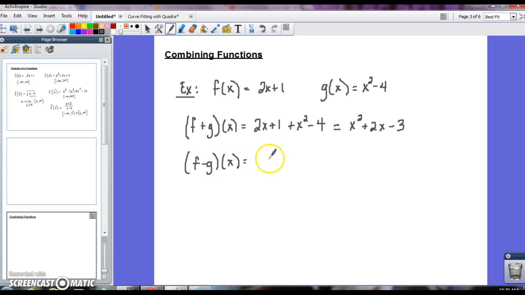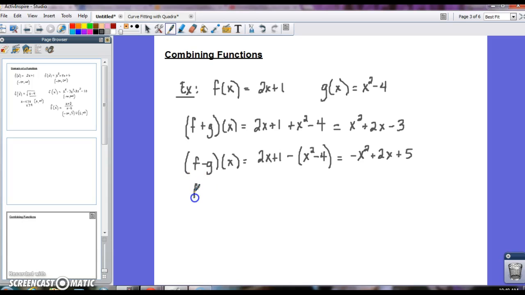I can do the same thing if I'm subtracting. f of x minus g of x. That's 2x plus 1 minus x squared minus 4. Here's where you have to be careful with that negative. You end up with negative x squared plus 2x plus 5. Okay, you have to be careful because you have to distribute that negative.